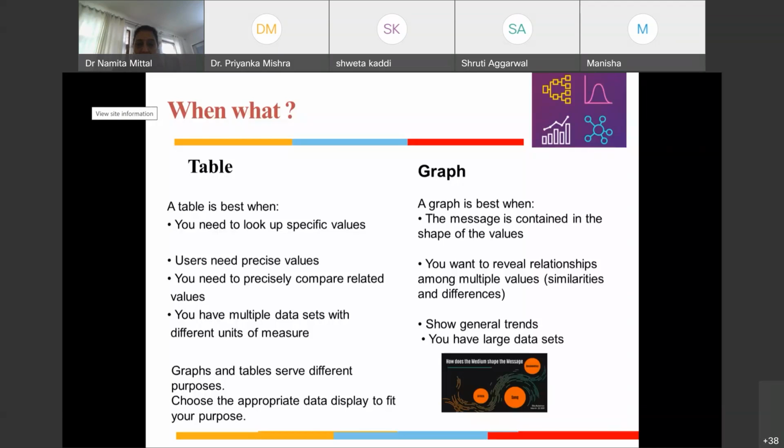If we have multiple data sets with different units of measure, then it is better to go for tables. To show general trends, graphs are good. If we have large data sets, it's difficult to guess from the table. If the data is very small and we have to focus on a specific one, then it is good to go for a table. So graphs and tables have several different purposes. Choose the appropriate data display to fit your purpose.